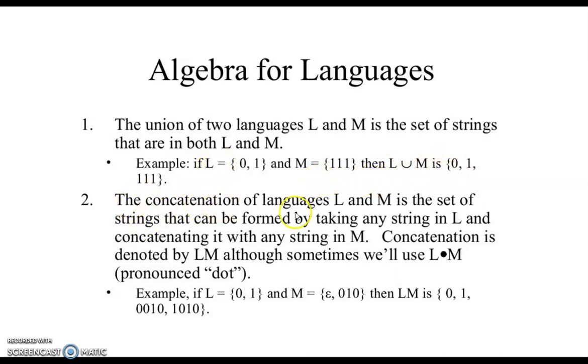The concatenation of languages L and M is the set of strings that can be formed by taking any string in L and concatenating it with any string in M. Concatenation is denoted by LM, although sometimes we use L dot M. Example: if L is equal to {0, 1} and M is equal to {epsilon, 0, 1}, then LM is {0, 1, 00, 11, 10, 11}.